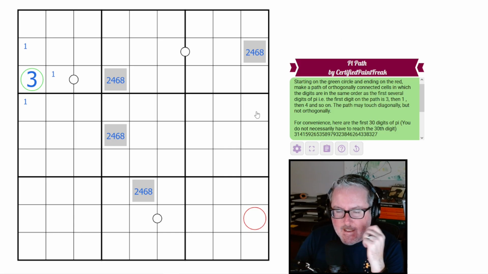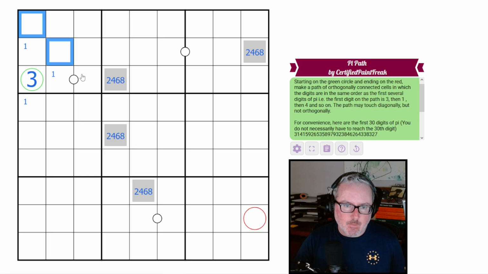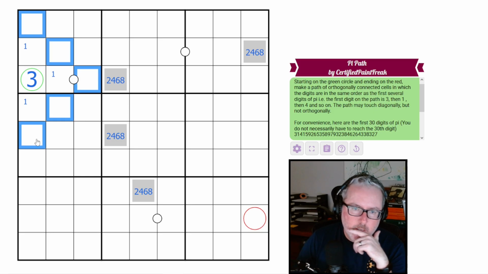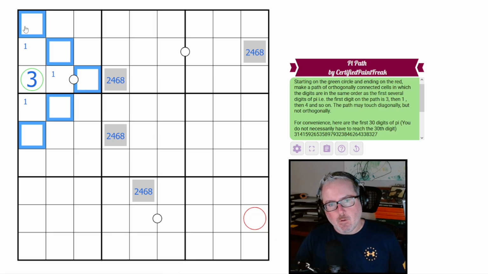Okay. So, I don't think we can, because the next is 3.14. So whichever way we go with the 1, we have to take another step to get to the 4.